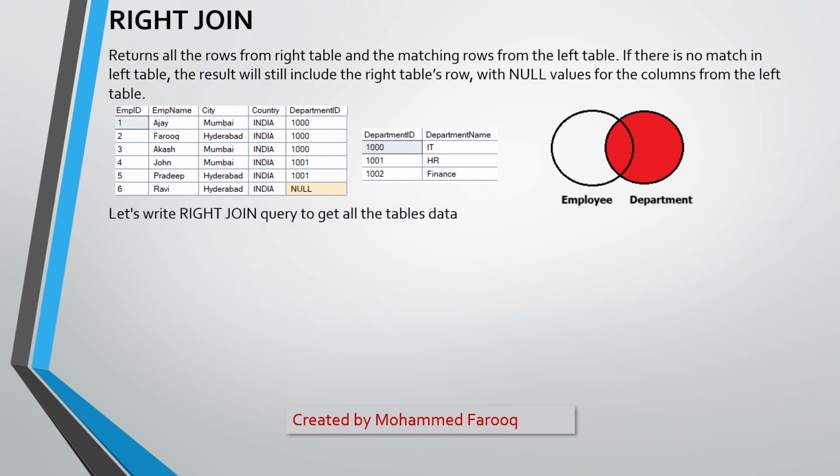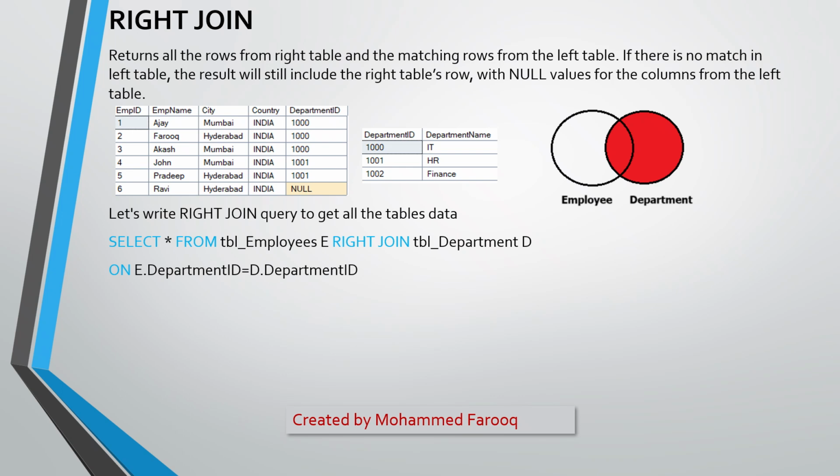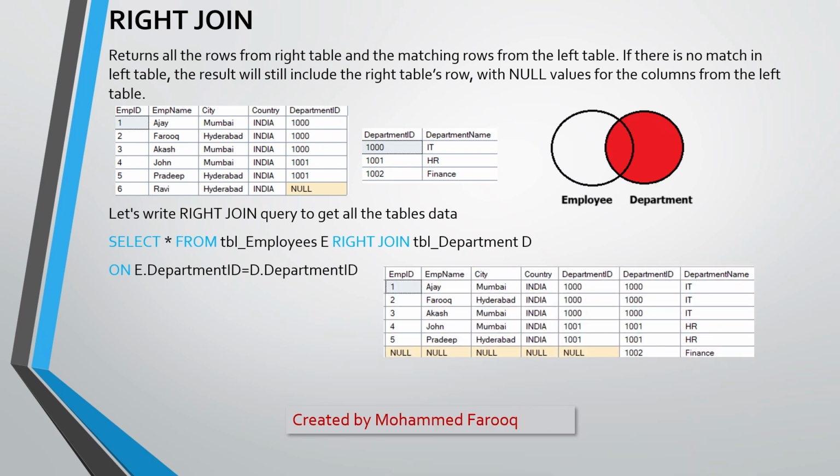Let's write the right join query to get all table data. Select star from employee E right join department D on E dot department ID is equal to D dot department ID. So the output is like this. So if you look into the result, I got all the values of the department ID and the null values from the left table. So the thing to remember is that right join is nothing but inner join plus the records from the right table which are not present in the left table.